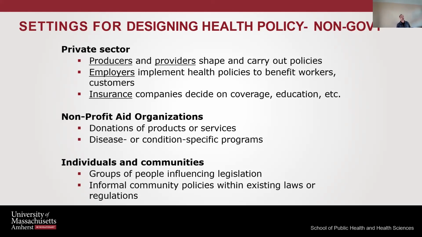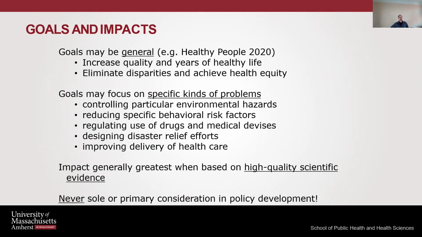Nonprofit aid organizations, donations of products or services, disease or condition-specific programs. These are NGOs, nonprofit aid organizations, and they are particularly good at identifying populations who are underserved and going out and setting policies to help those people. And of course, individuals and communities. Groups of people influence legislation at every level, local, state, federal. Informal community policies within existing laws or regulations. If you go to different communities, you will find different attitudes or methods or different ways of setting health policy, different priorities.